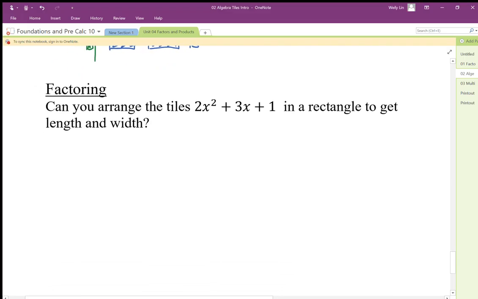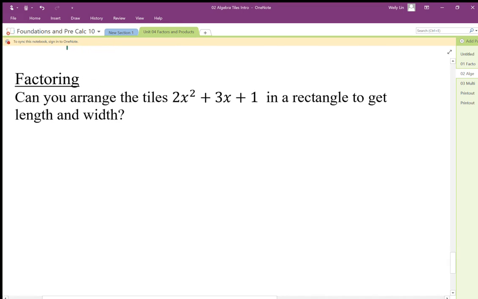So we have 2x squared plus 3x plus 1. If you have tiles with you, you should just play around with this. Pause the video and think about how we can rearrange this into a rectangle to get length and width. I'm going to just start you off here because there are some things that are constraining this, in that we have our 2x squares. To get a rectangle, there are not too many different ways we can arrange the 2x squares. We have to just line them up together.